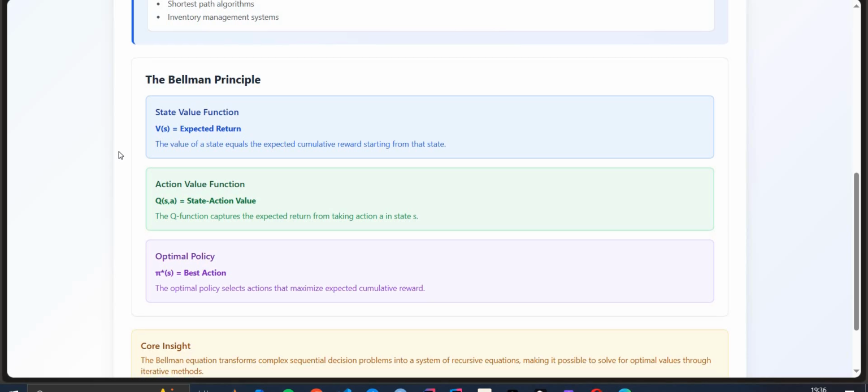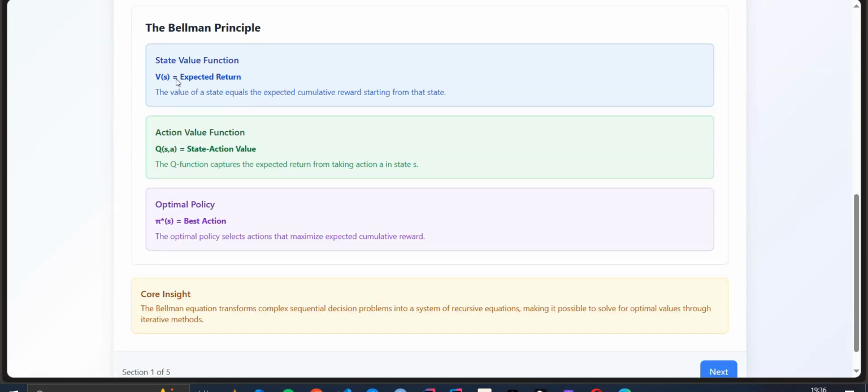And okay, now moving on to the Bellman principle, let's make sense of what those equations mean. When you see V(s) equals expected return, written like that, what that says is the value of being in a state is the total amount of reward you can expect to collect from that point onward. It's like saying, if I start here, how much am I going to gain on average until the process ends?